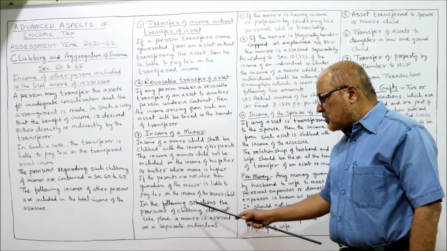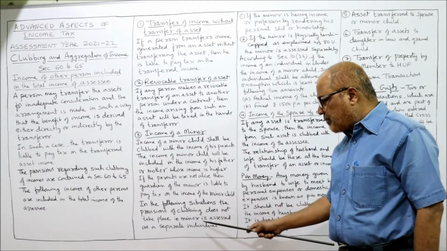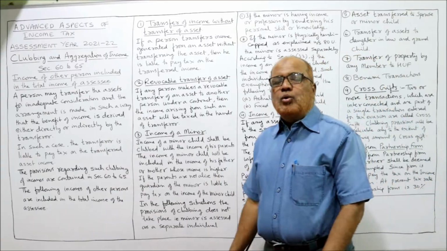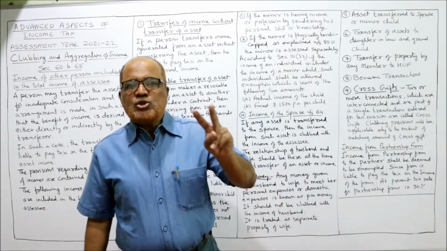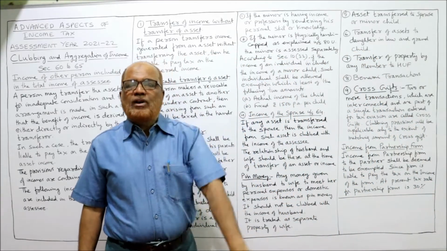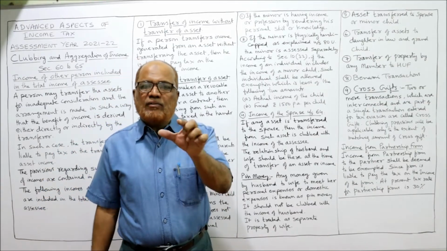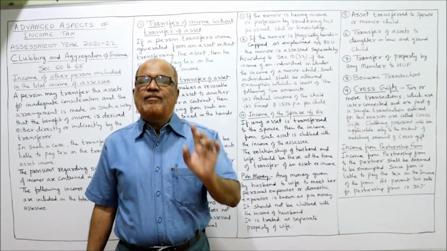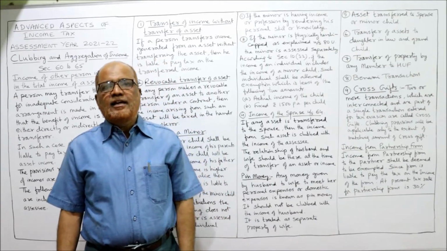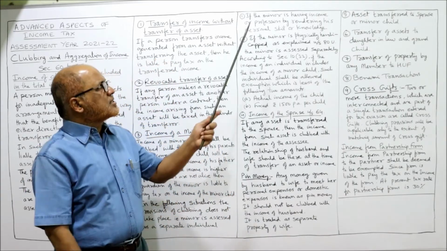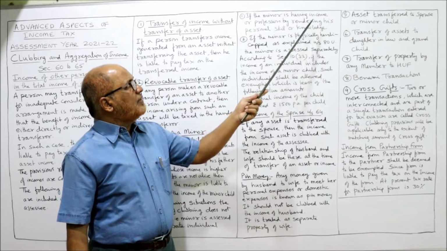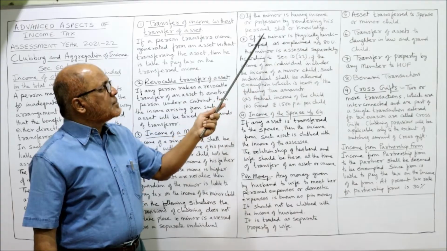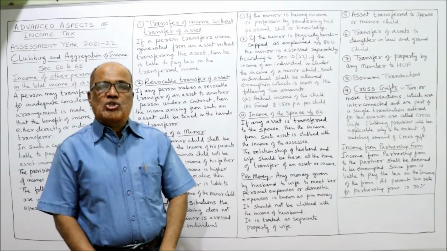In the following situation, the provision of clubbing does not take place. That is, the minor is assessed as a separate individual. Two exceptions are given. In these two exceptions, clubbing provision will not apply. That means whatever income is earned by the minor himself will be assessed as an individual. What are the two circumstances? First, if a minor is having income from profession by rendering his personal skill or knowledge.